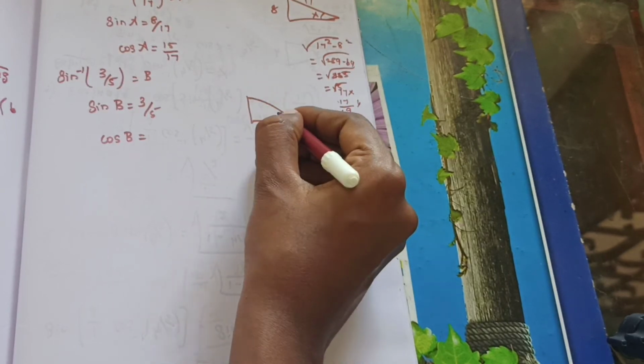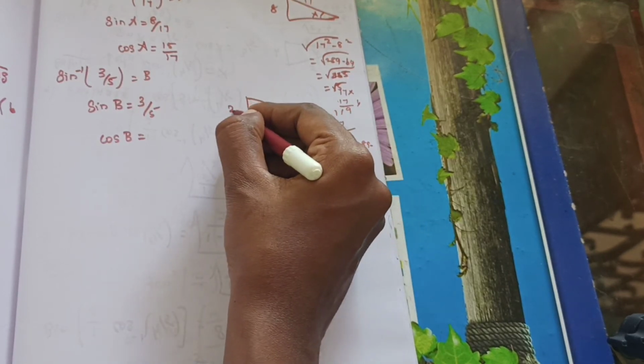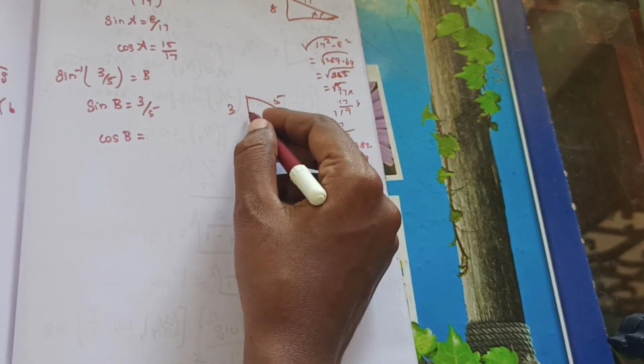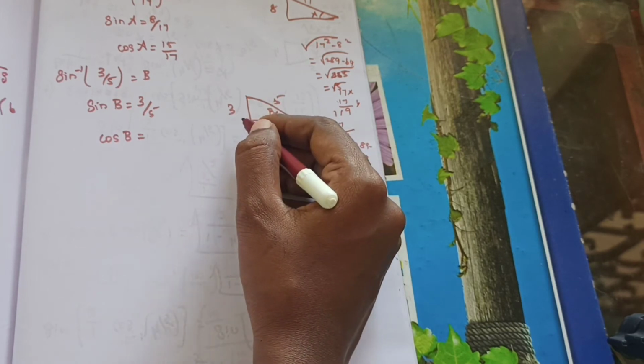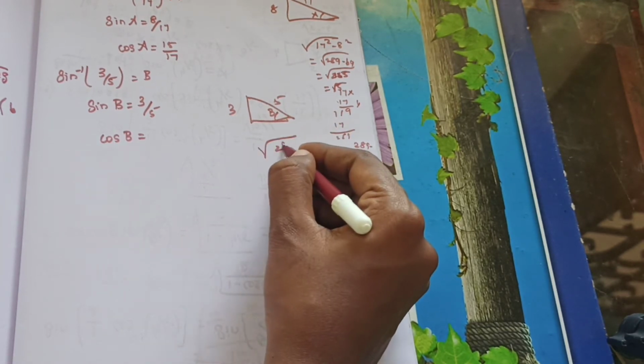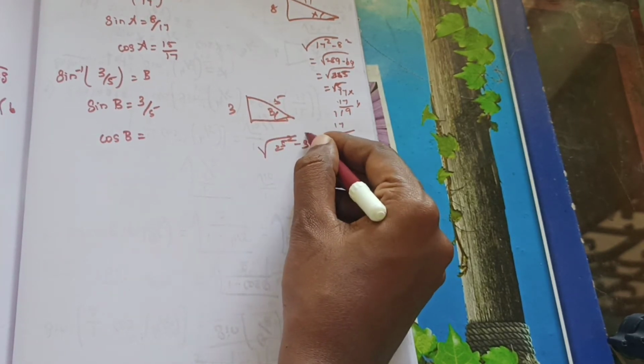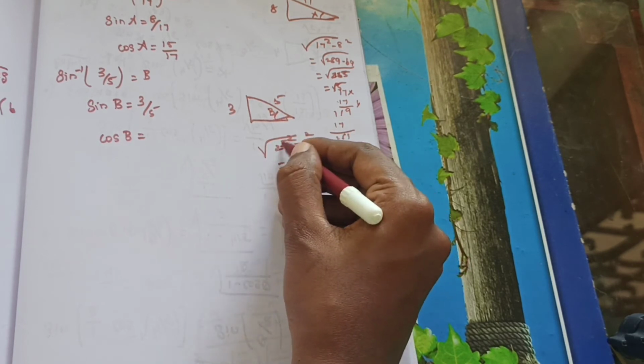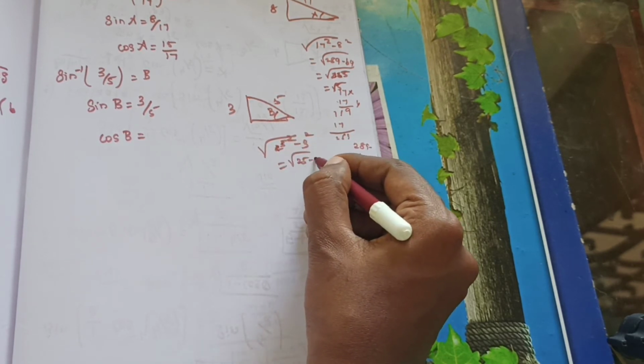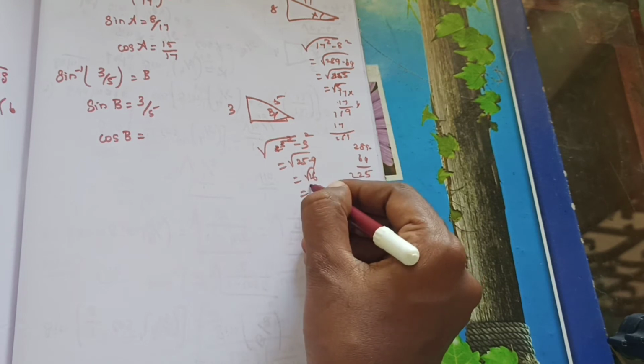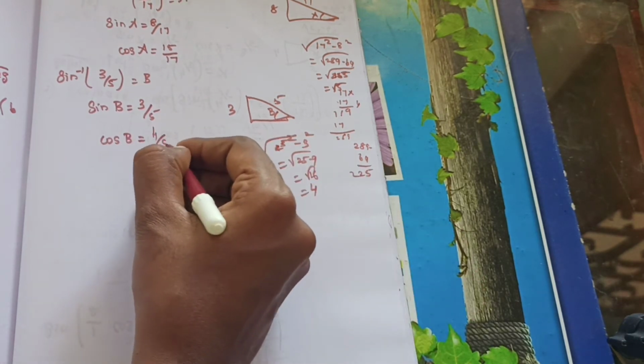Consider a right triangle. Here it is B. So it is 3 by 5, means root of 5 square minus 3 square. So 25 minus 9. That's equal to root of 16. That's equal to 4. So 4 by 5 is the cos B value.